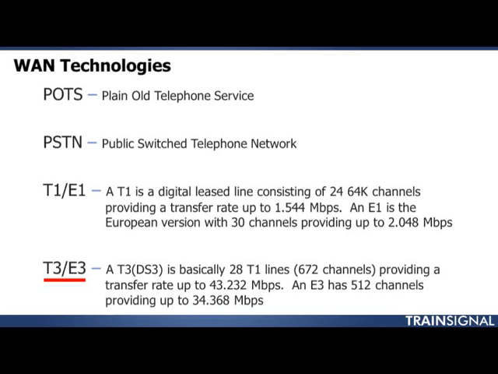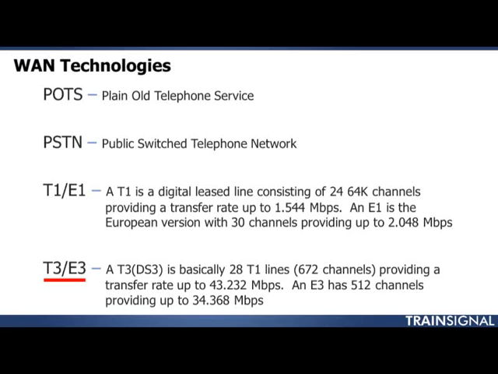Now, I will tell you that T3 lines are still not something you're going to see a whole lot of today because the cost involved doesn't match up to that 43 megabits per second. That's still 43 megabits per second to the internet is great, and it's even great between offices. But the cost involved with a T3 line is huge compared to some of these other options that we now have available to us. Now, the European version, where you had an E3, was 512 channels.